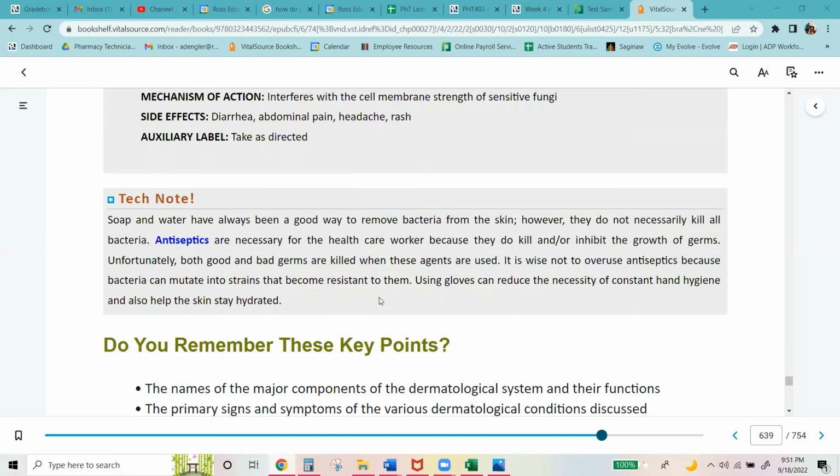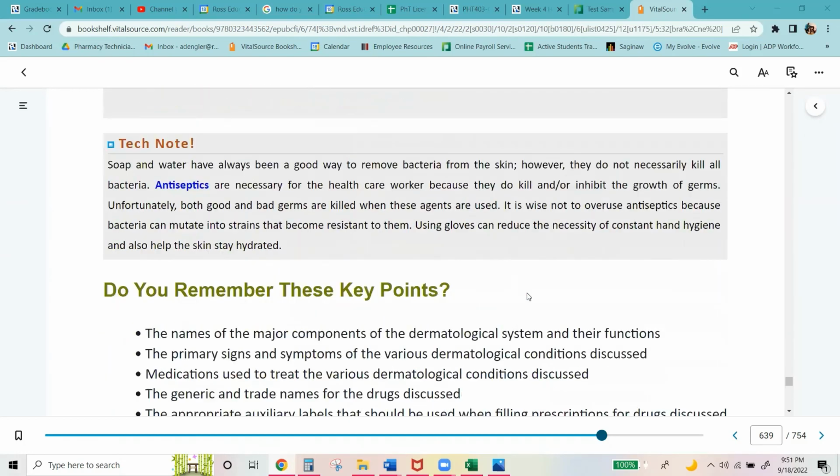And just a tech note, soap and water have always been a good way to remove bacteria from the skin. However, they do not necessarily kill all bacteria. Antiseptics are necessary for the healthcare worker because they do kill and or inhibit the growth of germs. Unfortunately, both bad and good germs are killed when these agents are used. It is wise not to overuse antiseptics because bacteria can mutate into strains that become resistant to them. Using gloves can reduce the necessity of constant hand hygiene and also keep the skin hydrated.